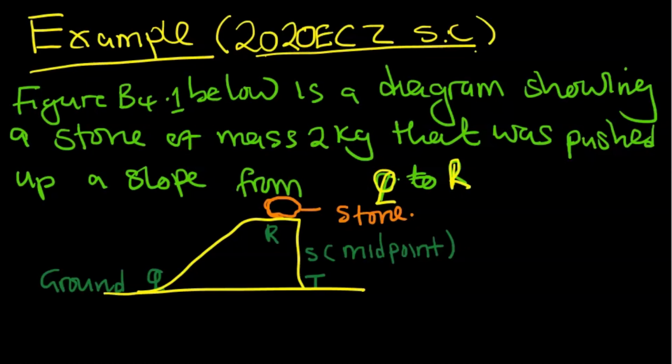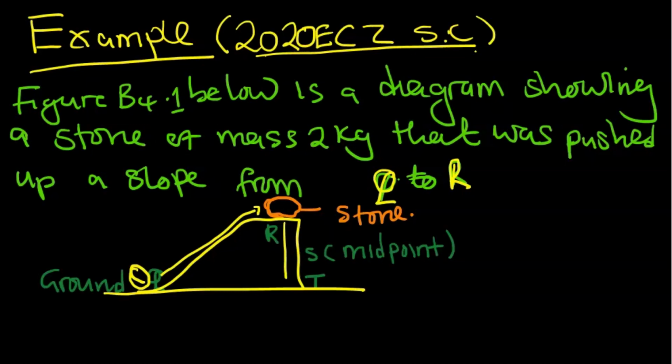This is the stone, so it was from the ground here and it was pushed, this is Q, up to R there. Okay? Then we have this midpoint, which is S. So at the midpoint of this height that we do not know is S. And down here, the bottom part is T.